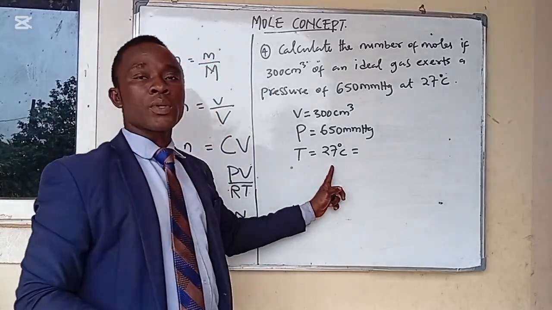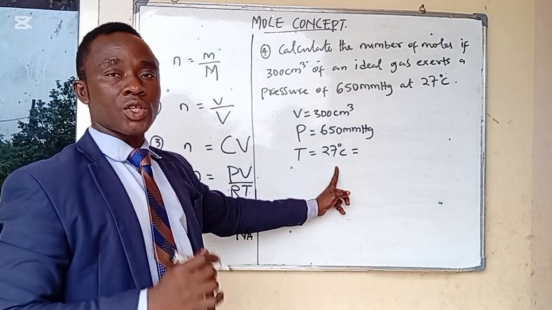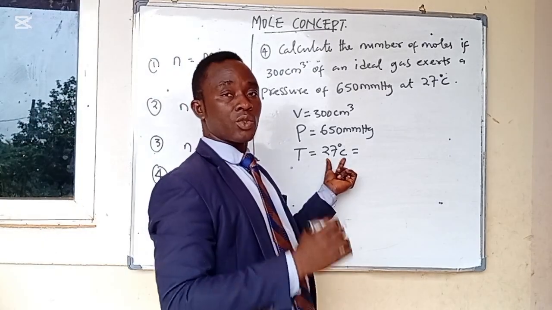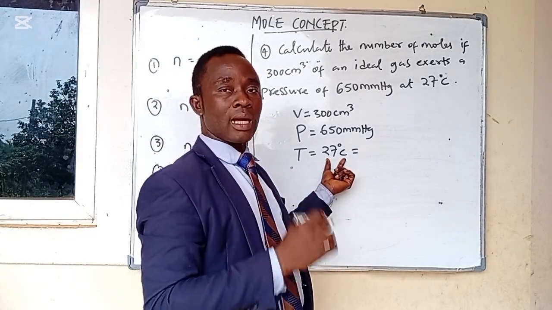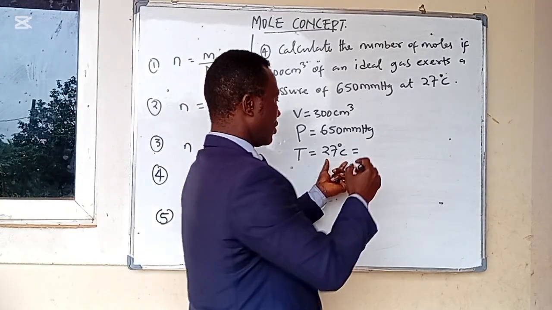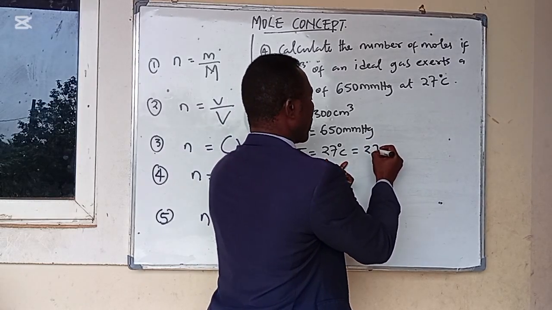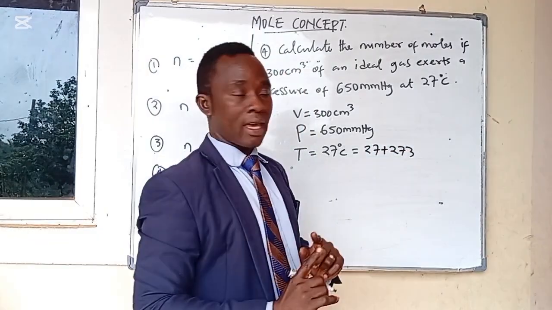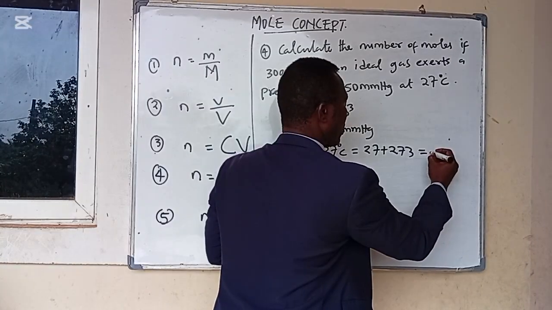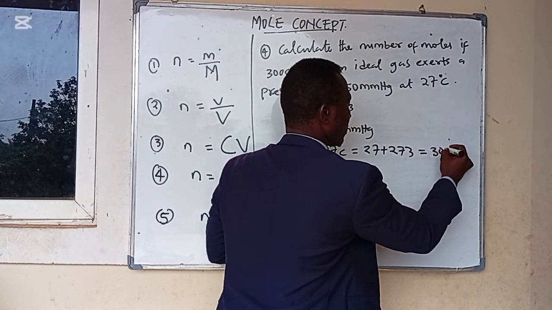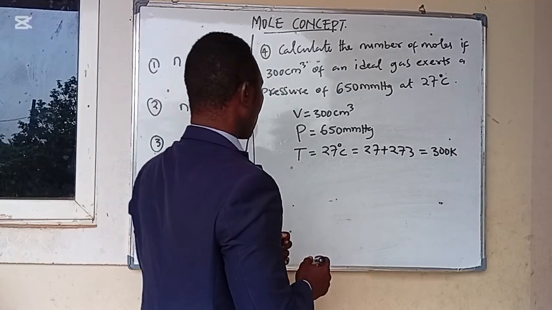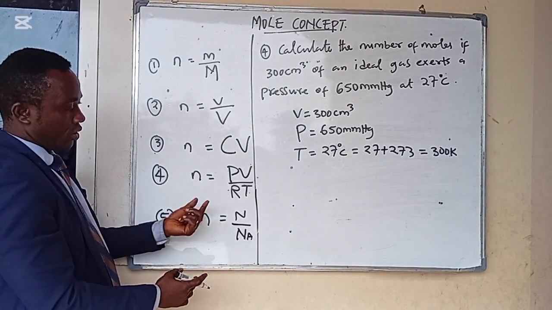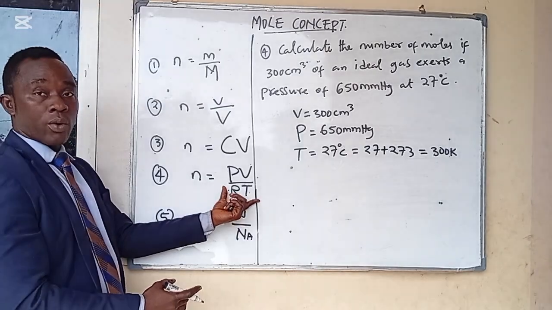Now we convert the temperature from degrees Celsius to Kelvin. How do you convert degrees Celsius to Kelvin? You add 273. So it will become 27 plus 273 for it to be in Kelvin. So that will give us 300 Kelvin. Remember, look at the formulas for number of moles. You exactly know that this is the formula we are using.